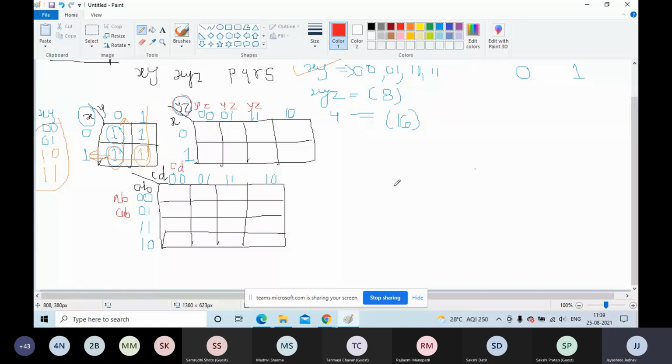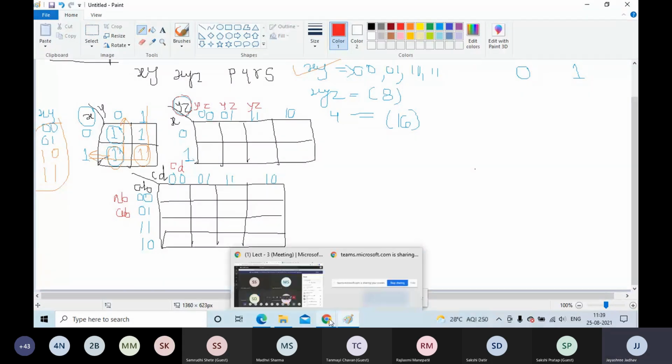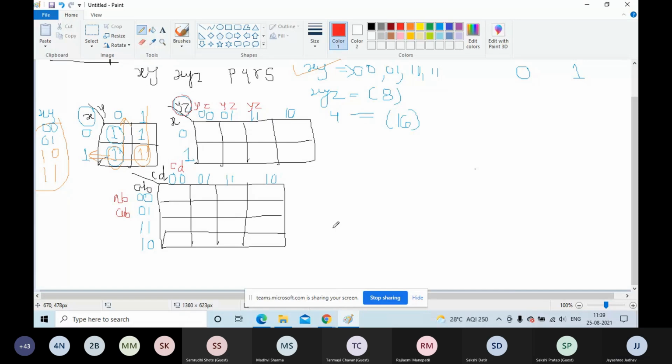Girls, did you understand up to this? Any doubt? No, ma'am. Okay, so all of you have drawn the K-map. The K-map for 2 variables, 3 variables, 4 variables. Yes, ma'am. Okay, very good.